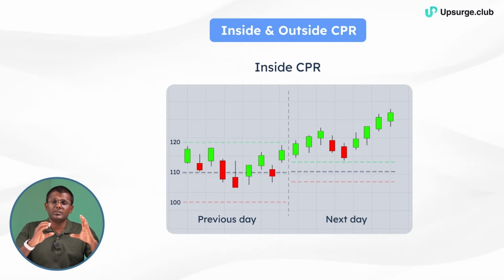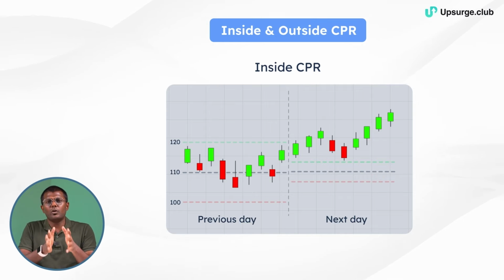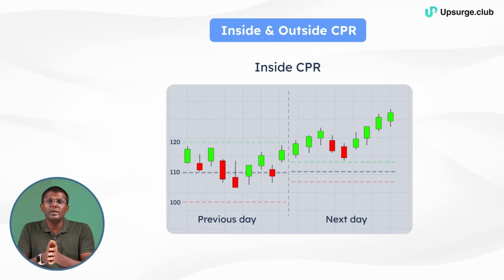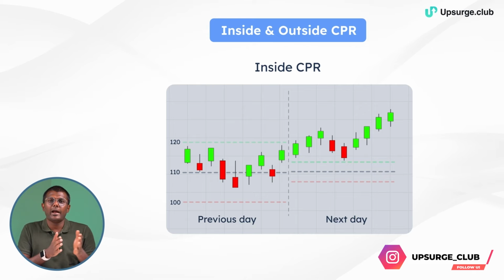Now, today the CPR levels are very much smaller and it is totally inside this 100 to 120 levels. So, this is called an inside CPR. Inside CPR is almost equal to narrow CPR. Whenever there is an inside CPR, it will mostly be a narrow CPR day only. So, we can expect a trending market and we can look for directional trades.